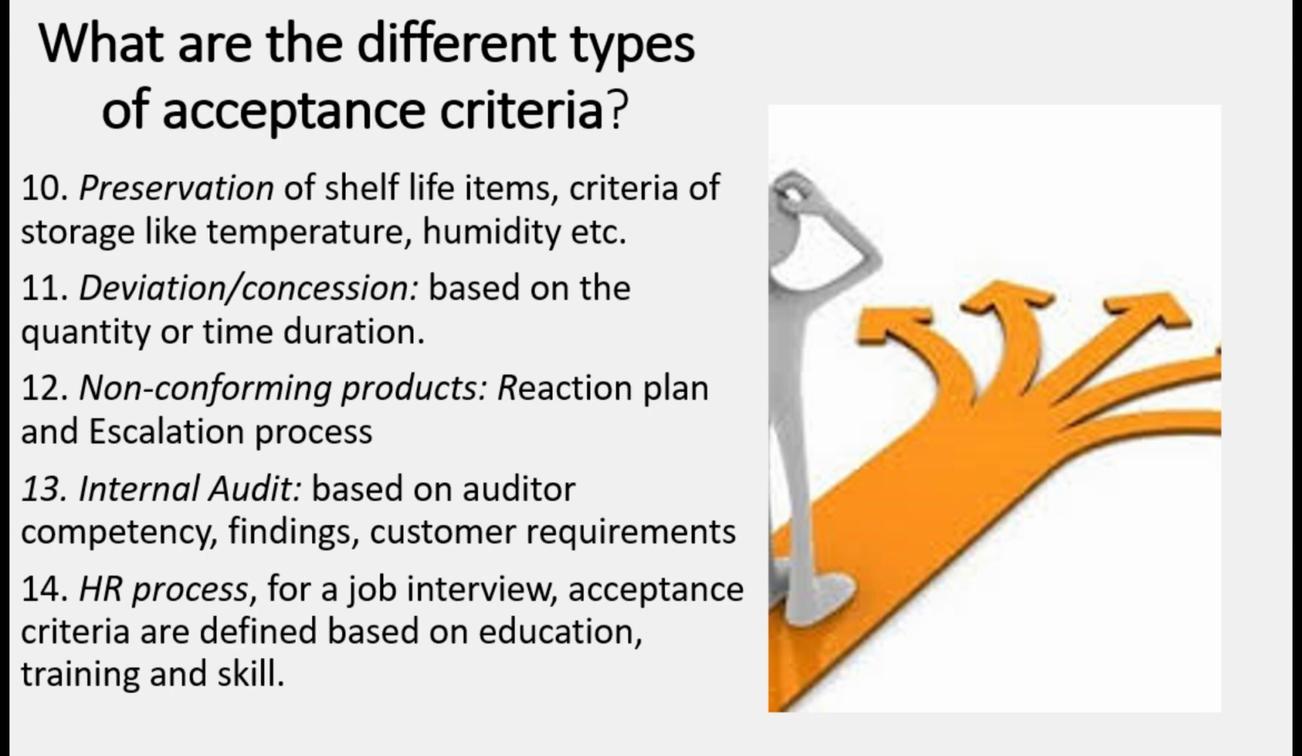If you go a little bit further, for internal audit, which is generally of 3 types: system, process and product, there are certain acceptance criteria on who can do the audit and what competency is required, so that becomes the acceptance criteria. Similarly, if you talk about the HR process, when they are recruiting a person, the acceptance criteria can be related to the type of education, skill and experience that person has, and based on that they can decide whether to pick that person or not. So if you look at an organization, each and every process has some acceptance criteria.